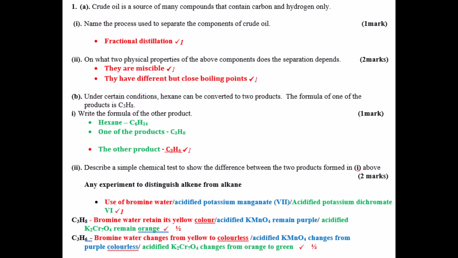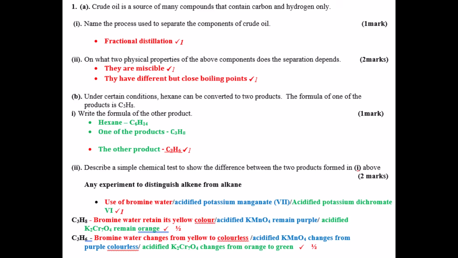Okay, with question number 1, Roman 1, the question was asking you to name the process through which the components in crude oil are separated. The answer there is fractional distillation. With Roman 2, you're supposed to name 2 physical properties that make it possible for the components in crude oil to be separated. The components must be miscible, and they must have close but different boiling points. Actually, we usually say the boiling point range for the fractional distillation process must be less than 40 degrees Celsius.